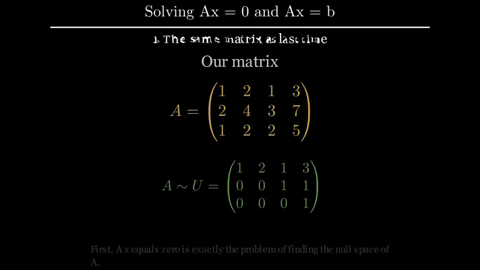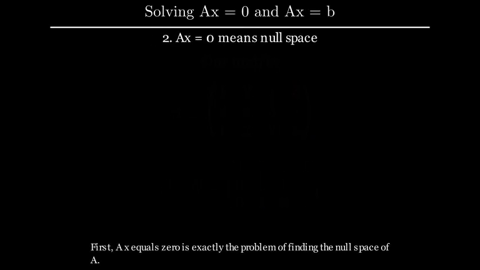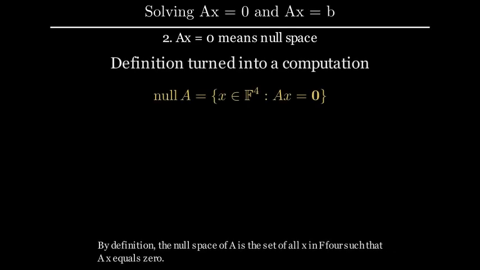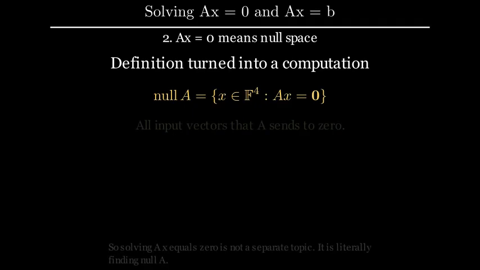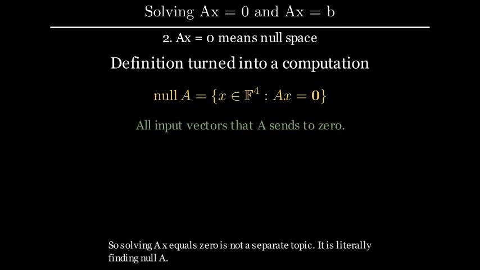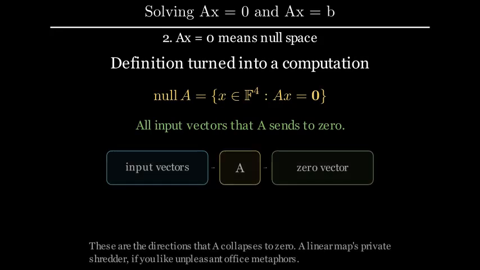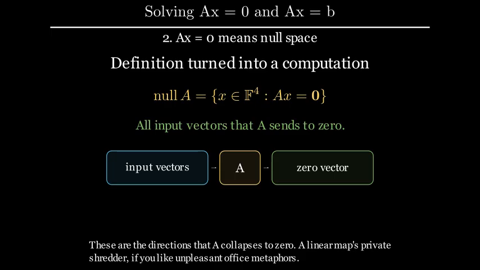First, AX equals 0 is exactly the problem of finding the null space of A. By definition, the null space of A is the set of all x in F4 such that AX equals 0. So solving AX equals 0 is not a separate topic. It is literally finding null A. These are the directions that A collapses to 0. A linear map's private shredder. If you like unpleasant office metaphors.